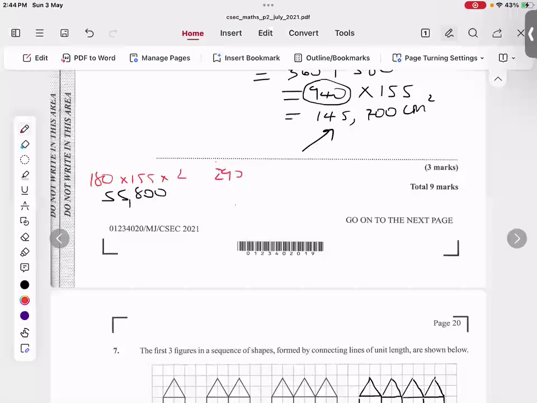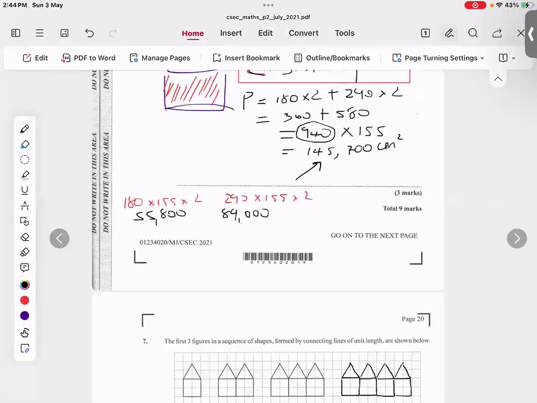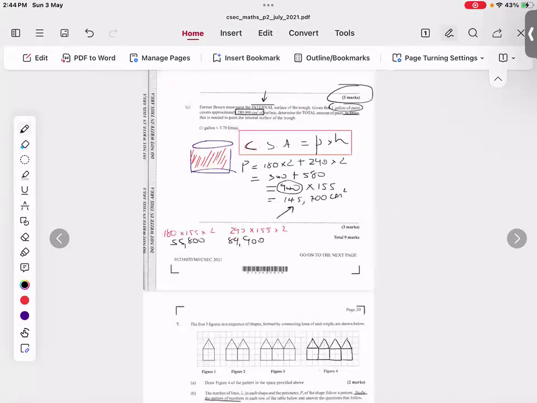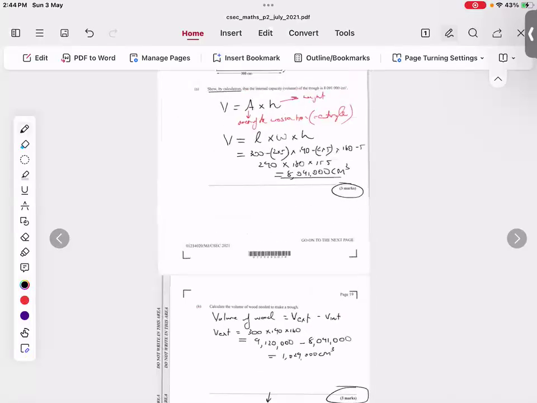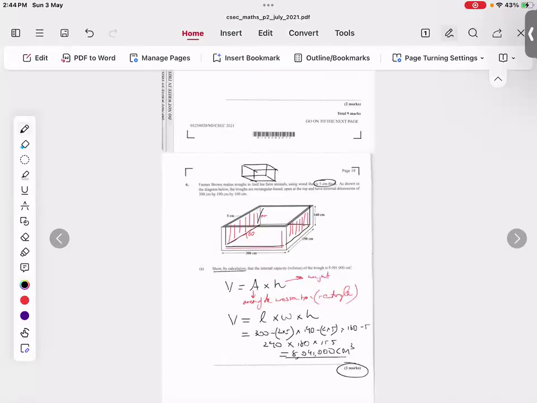44,950. Now take time with me the G. 290 times how much? 155. 155 times 2. Times 2. 89,900. That's it. Okay, sorry. We investigate. All right. So that would cover basically the back and the front.